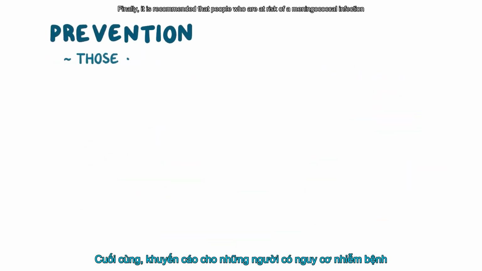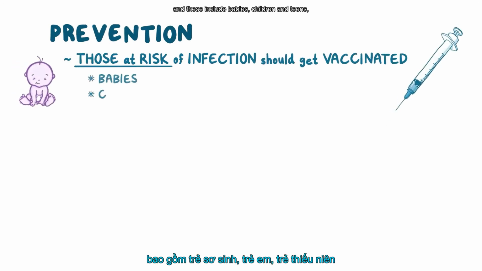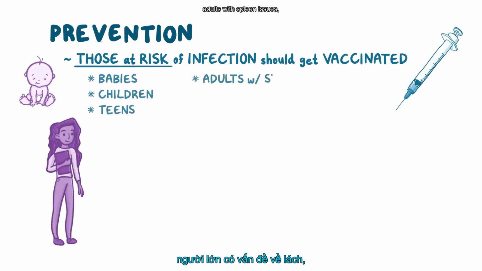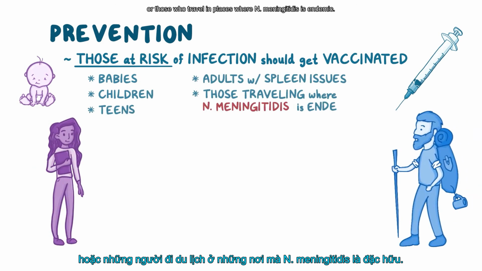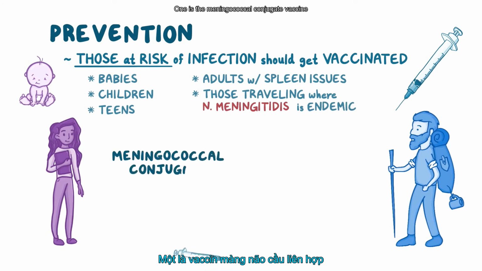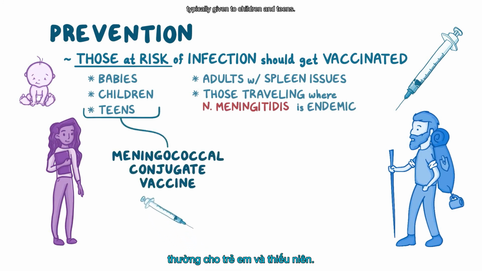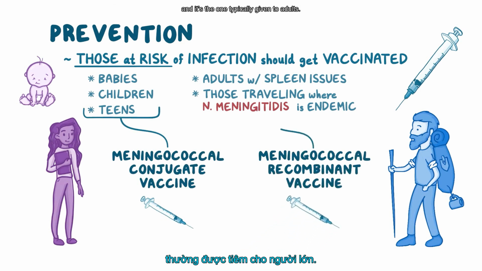Finally, it is recommended that people who are at risk of a meningococcal infection get vaccinated, and these include babies, children and teens, adults with spleen issues, or those who travel in places where N. meningitidis is endemic. Currently, there's two kinds of vaccines against N. meningitidis. One is the meningococcal conjugate vaccine, typically given to children and teens. The other is the meningococcal recombinant vaccine, and it's the one typically given to adults.